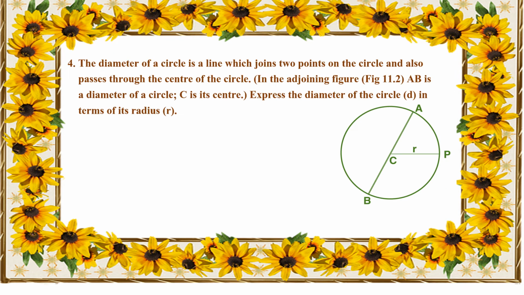The diameter of a circle is a line which joins 2 points on the circle and also passes through the center of the circle. So express the diameter of the circle in terms of its radius. So what is the diameter? Look at the picture. AB is the diameter. It passes through the center. So radius plus radius is equal to 1 diameter. Very good. So we have 2 radius in 1 diameter, isn't it? So r plus r, that is equal to 2r. So we can express diameter is equal to 2r.